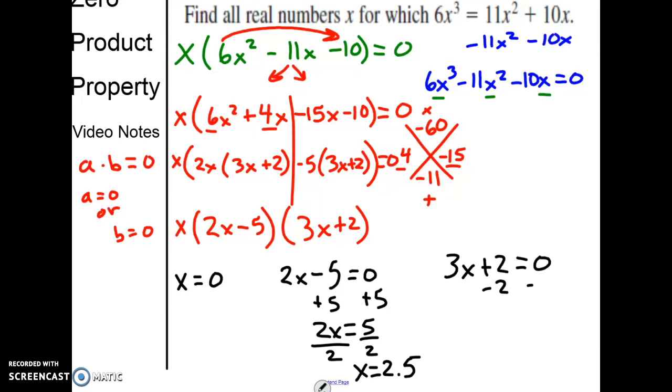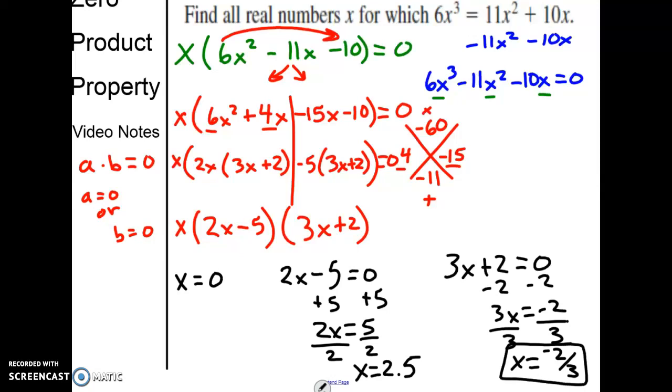And on this side, subtract 2 on both sides, 3x equals negative 2, divide by 3, x equals, we can just leave it as negative 2/3. So those are your 3 solutions: x equals 0, x equals 2.5, and x equals negative 2/3. This would be a good time to stop the video and record notes.